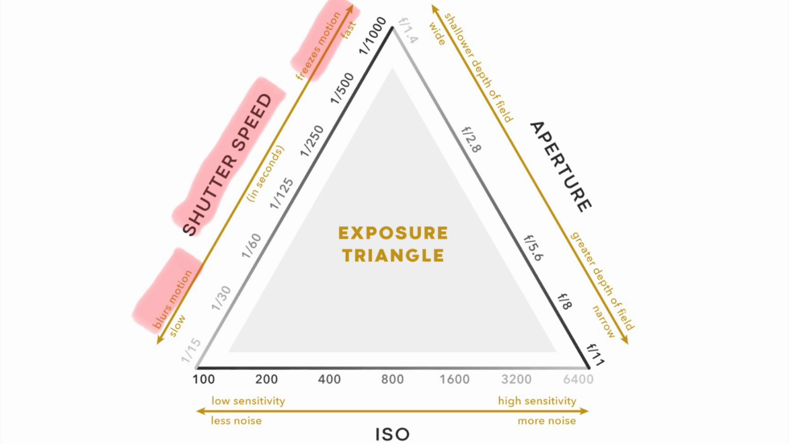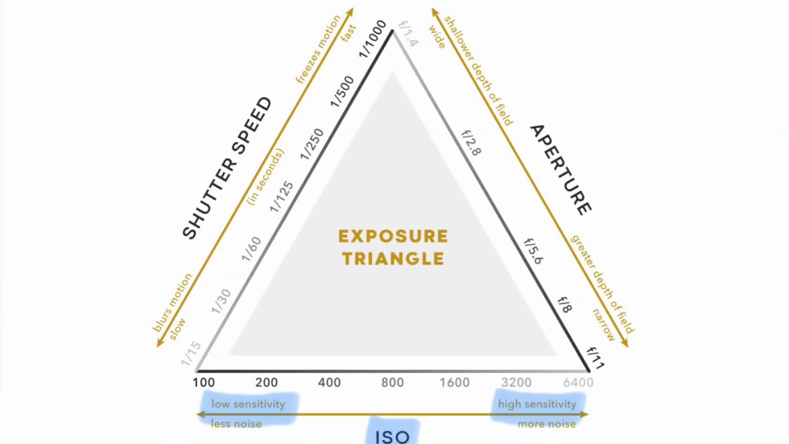One side of the triangle represents shutter speed, which is a measurement of the time that the shutter is opened, permitting light to pass through the lens. Times can be measured in minutes, seconds, or fractions of seconds. Note that as time increases, the more motion is blurred, while shorter times tend to freeze motion.